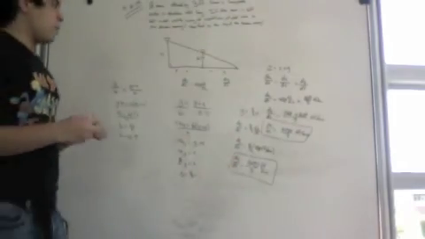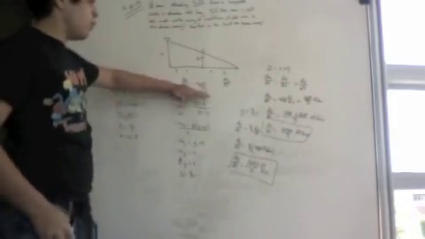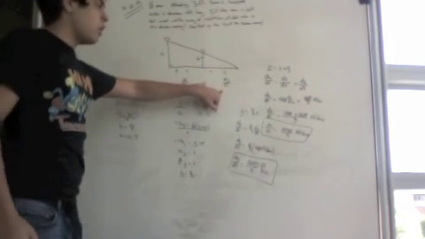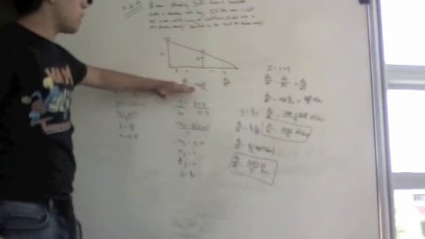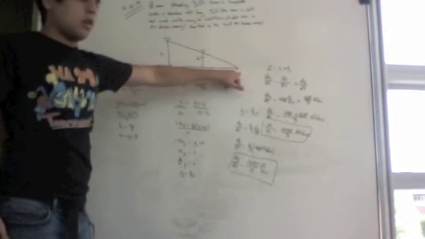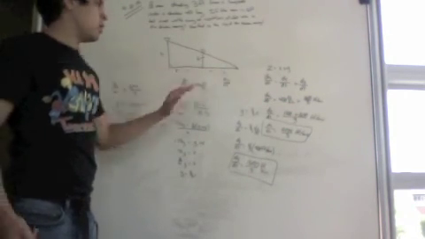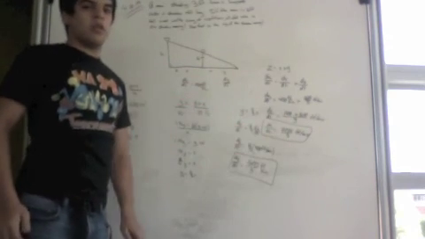So, through our process, we figured out what dy was, which is 1600 over 3 feet per minute, and we also figured out how fast the tip of the shadow was moving, which was 2800 over 3 feet per minute.